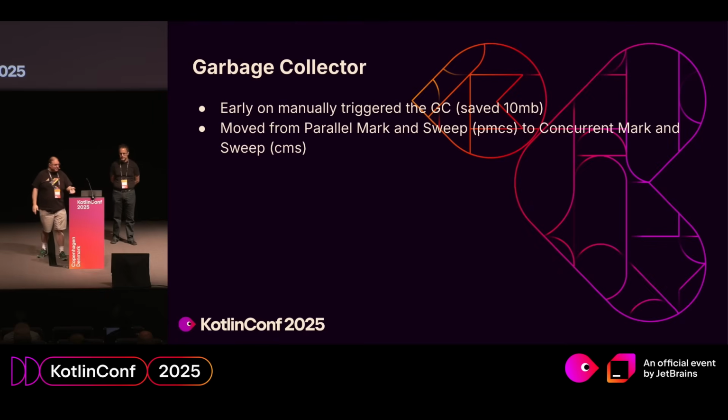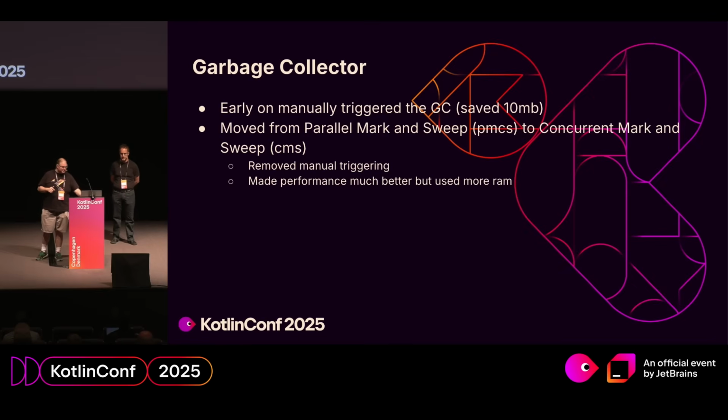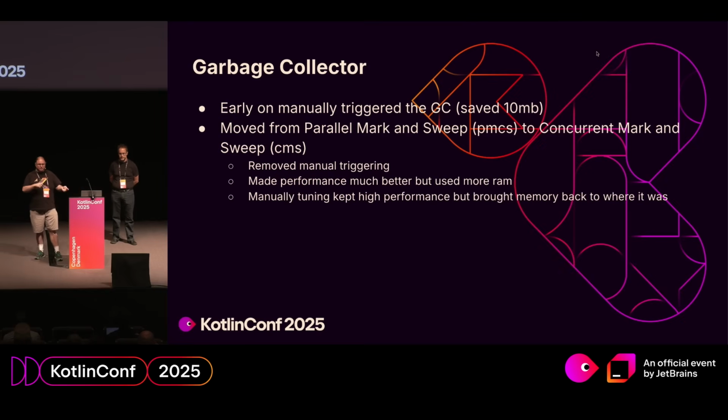Then we moved from parallel mark and sweep to concurrent mark and sweep. Highly recommend. It made a really big difference for us. We removed that manual triggering when we made the transition, and that brought a huge amount of performance back, but we were using more memory again. So we then were able to tune down concurrent mark and sweep a bunch without losing any performance.